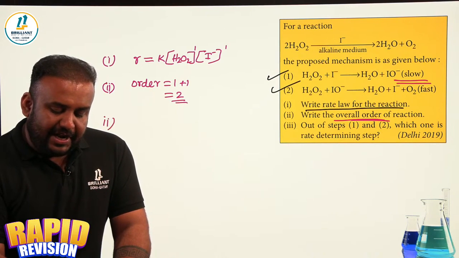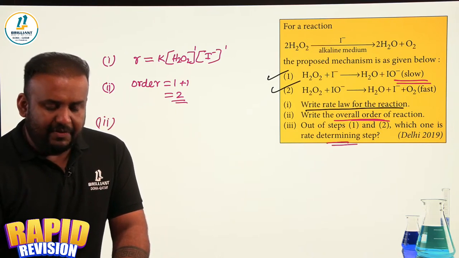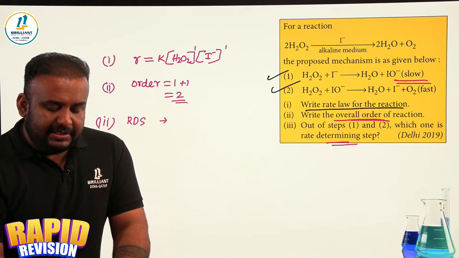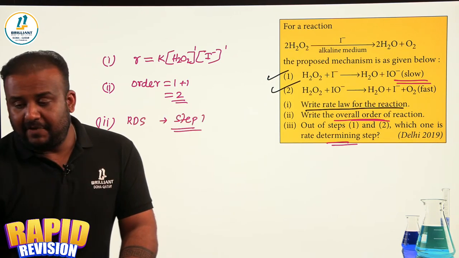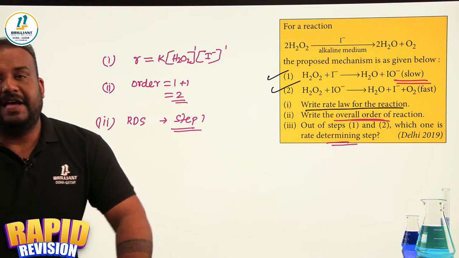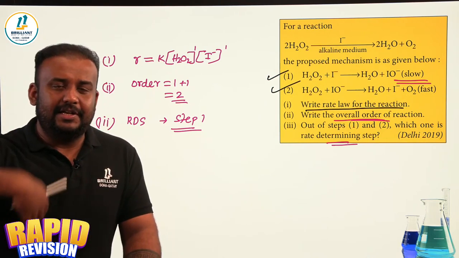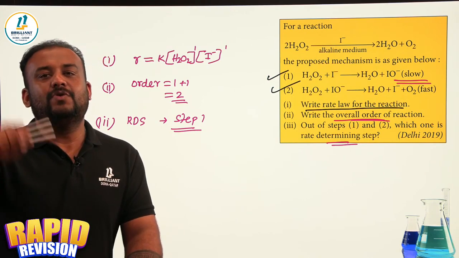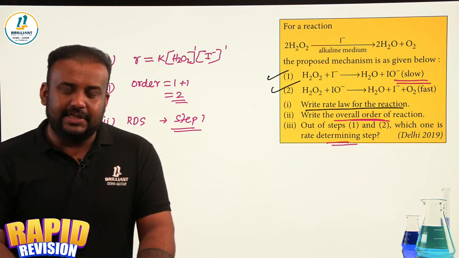Now, out of steps 1 and 2, which is the rate determining step? RDS will be step 1. Why step 1? Because if you have a reaction which can be divided into individual steps, the slowest one will be the one that decides the speed of the reaction. Is it clear?